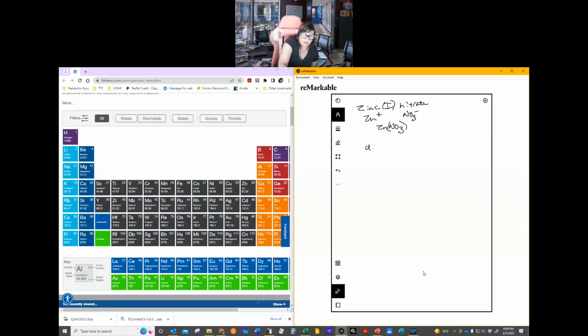So aluminum oxide. Aluminum is Al. Oxide is O. This is 2 minus. Aluminum is actually 3 plus, it's most common. So then I have to cross multiply. So I get Al2O3. Okay, that's aluminum oxide. And then calcium bromide.